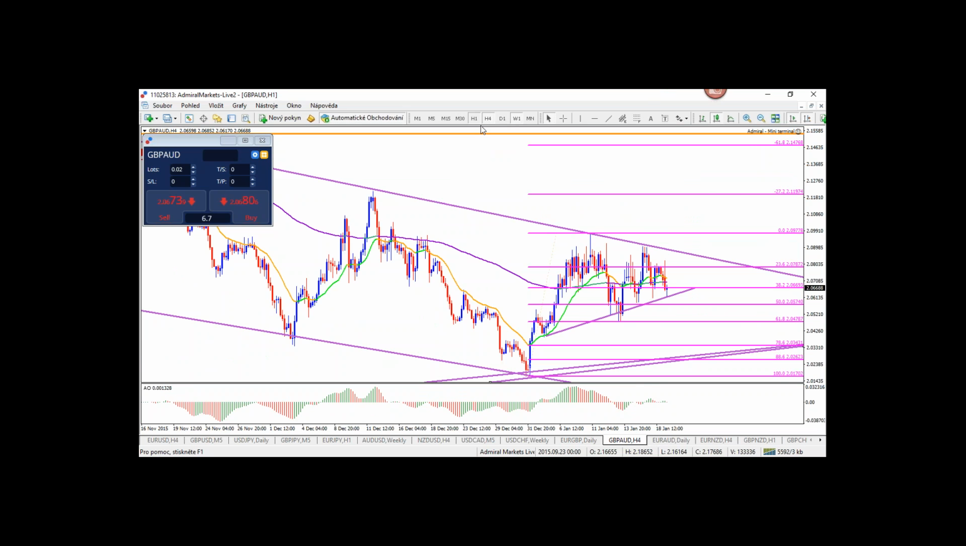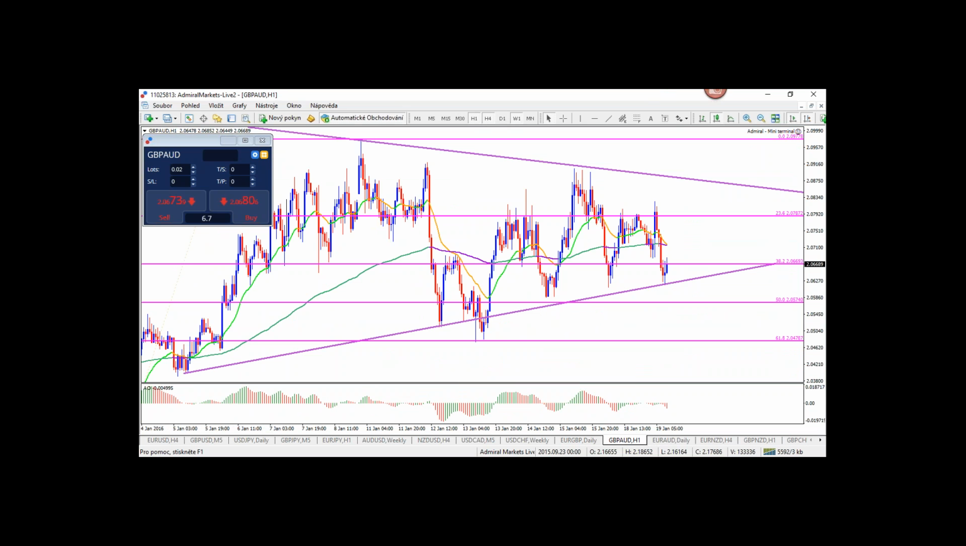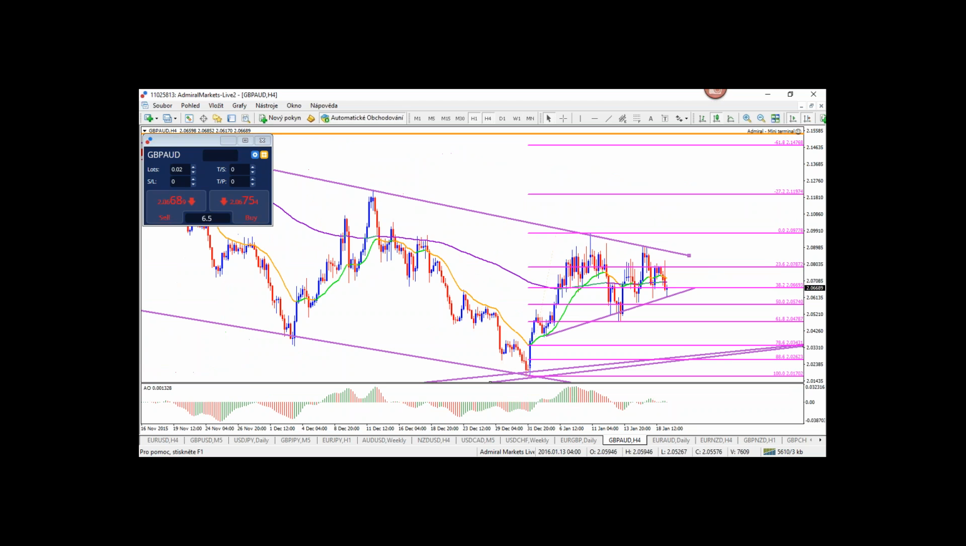All right, on the hourly, really not much to add. It looks choppy, but that's just because we're focusing on this triangle, so we're not going to see much extra.